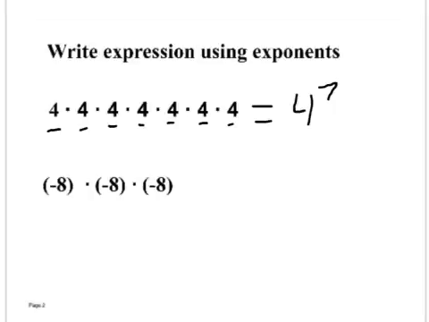Negative 8 times negative 8 times negative 8. Now since the negative is inside parentheses, we keep it inside parentheses, and the exponent is written to the outside. It is written like this. I will show you in the next slide, or a slide after, the difference, why it has to be inside parentheses.